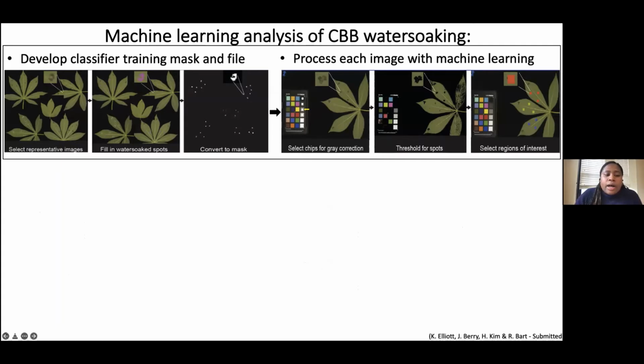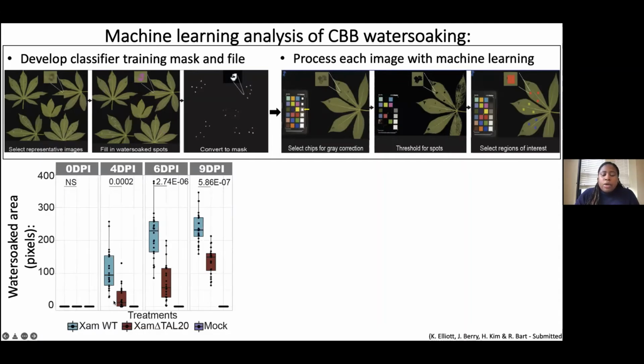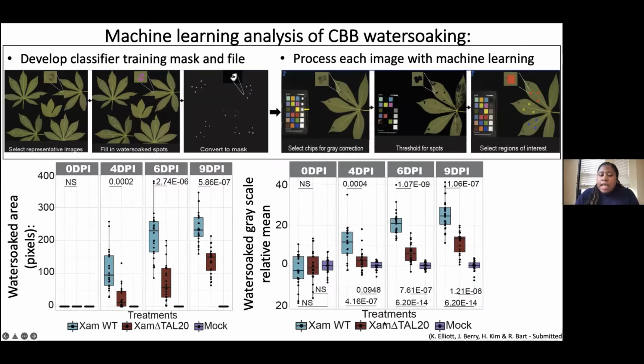Okay, so for this machine learning based tool, we develop a classifier file using representative images of infected leaves at different time points, and we can create a single mask from there and a file that we can then apply to all of our images and process them in order to get that information. So again, looking at our data set with this tool, we first looked at water soaked area. And again, we see that the wild type XAM spots have a significantly larger area compared to TAL20 spots. And again, we also see that for the grayscale mean, the lesions are darker for the wild type XAM spots as well.